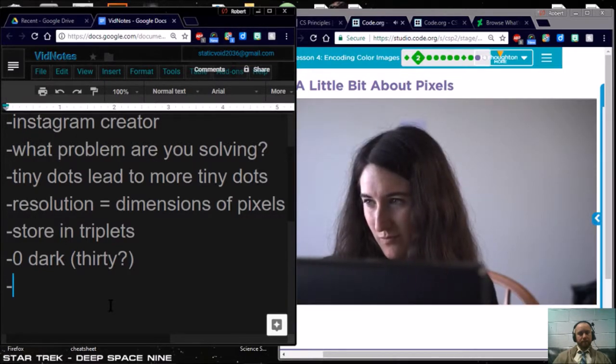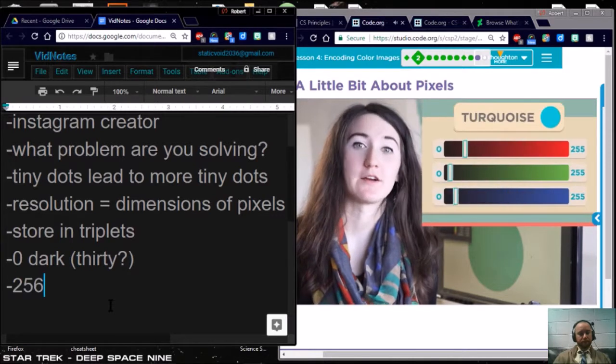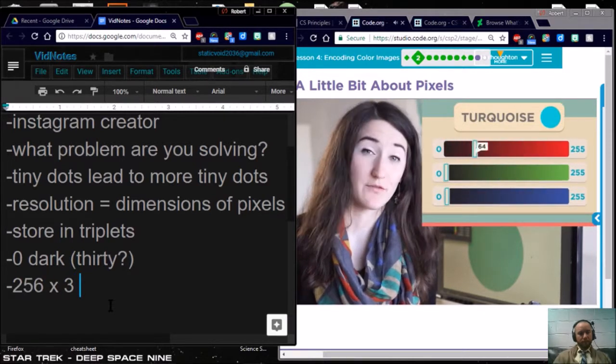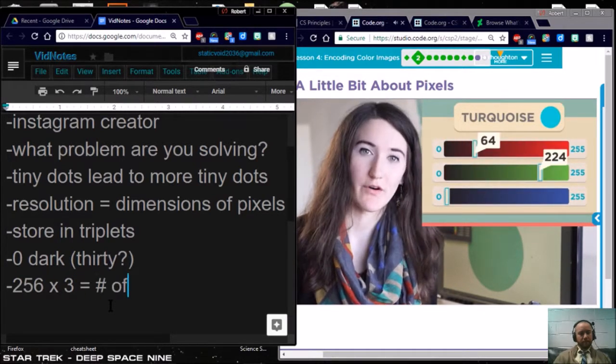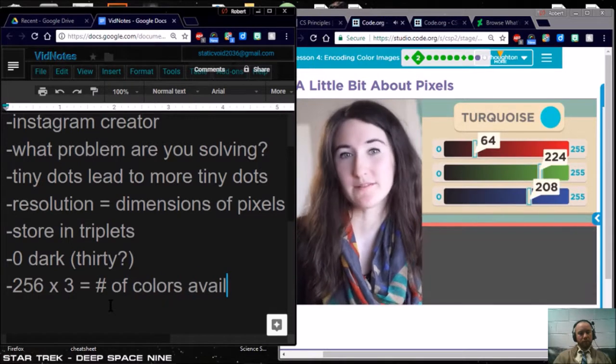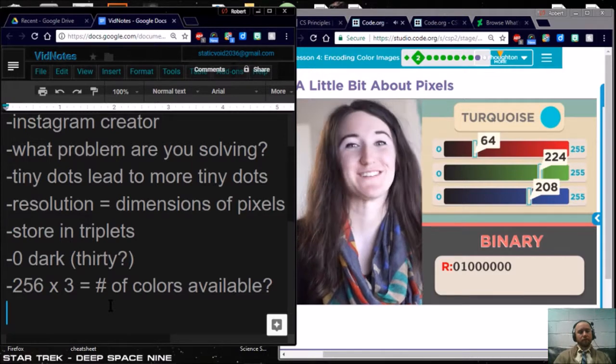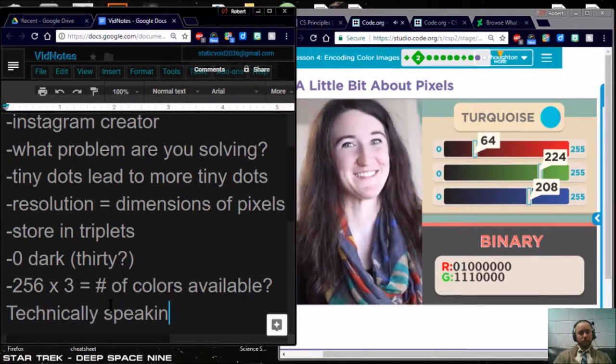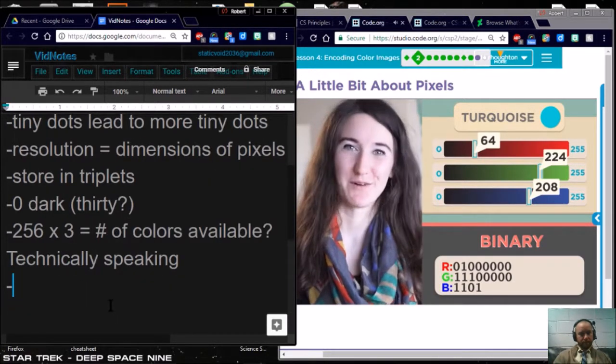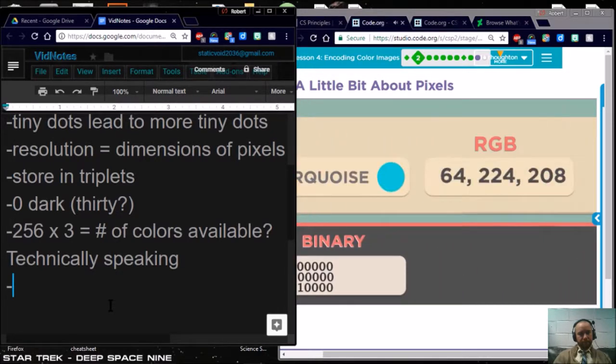We could represent a pixel of the color turquoise, for example, in our traditional decimal-based number system as 64 for a little red, 224 for a lot of green, and 208 for some blue. But a computer would have stored it as 01000000, 11100000, 11010000. We use 24 binary digits to represent this one pixel.